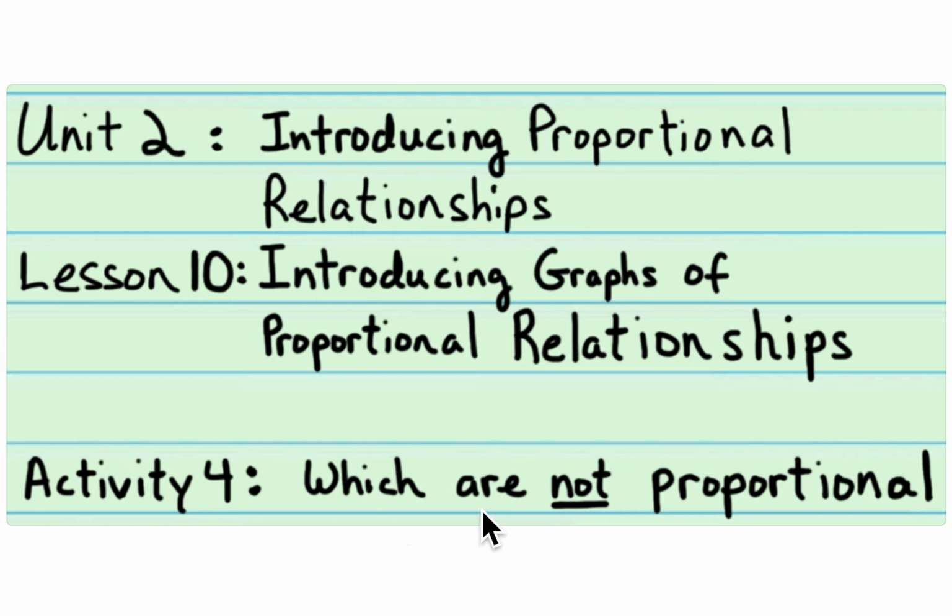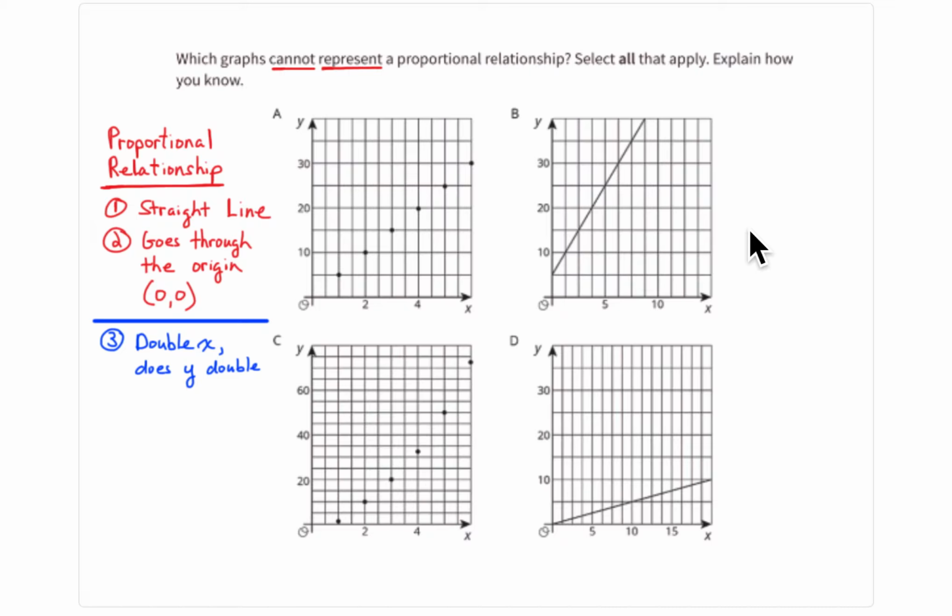This is activity 4, "Not Proportional," from lesson 10, introducing graphs of proportional relationships. In this activity, you're given 4 graphs, and you're asked which of these 4 graphs cannot be proportional relationships. And you're supposed to explain how you know that.